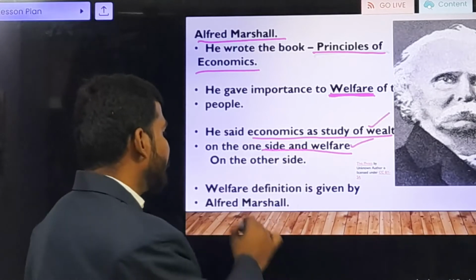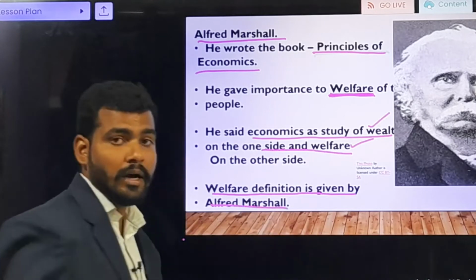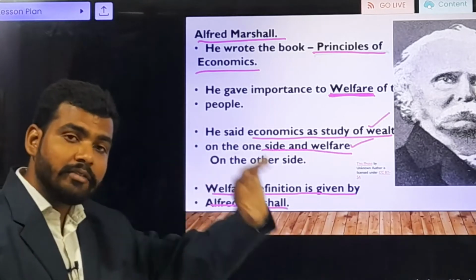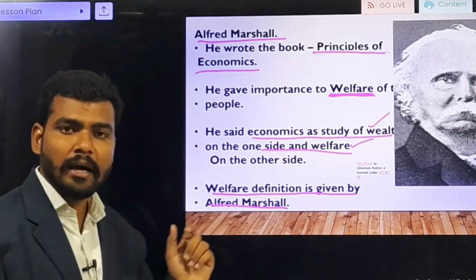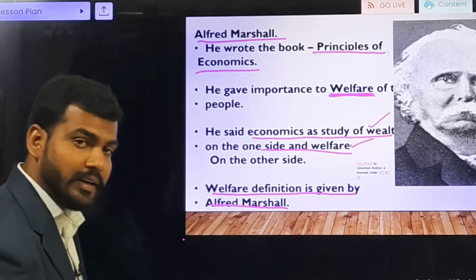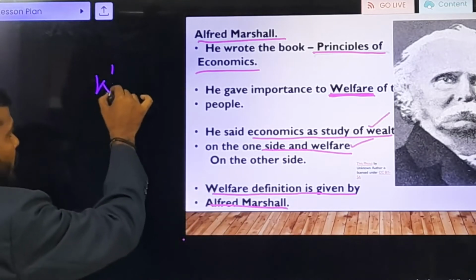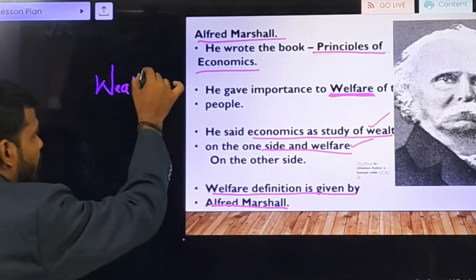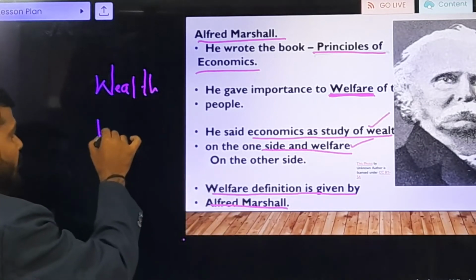Wealth definition is given by Adam Smith and welfare definition is given by Alfred Marshall. So here we clearly understand that economics deals with wealth, and economics also deals with welfare.